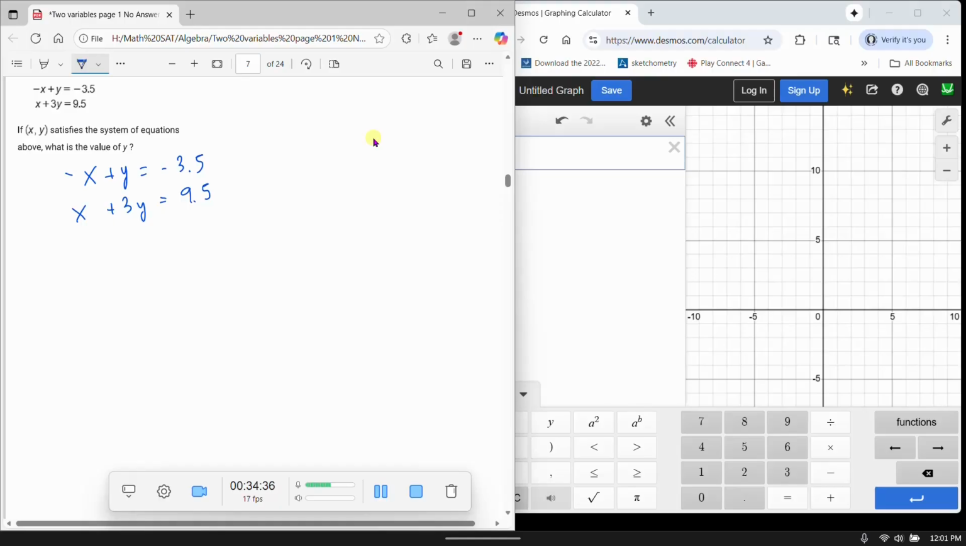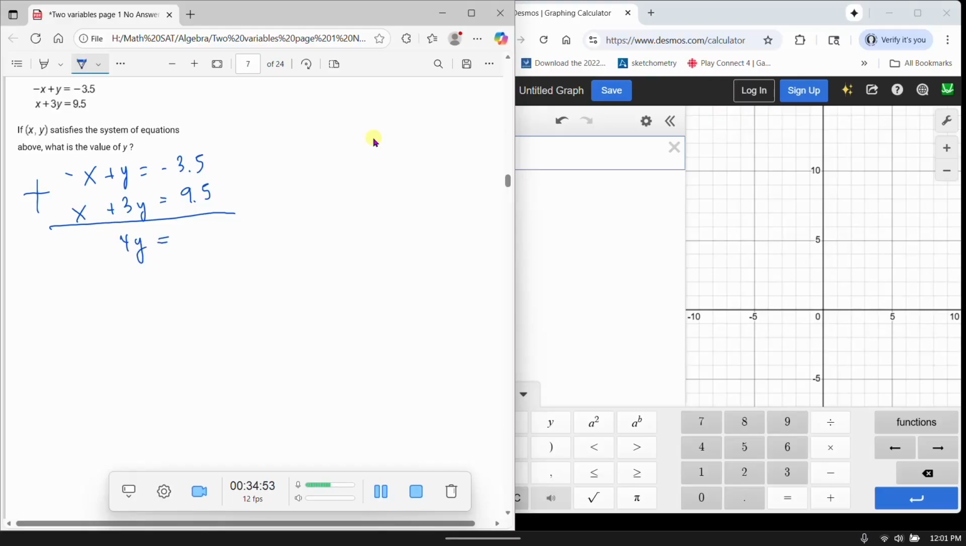The coefficients for the x on the bottom is 1. So those two coefficients are opposite. So what I do? I'm adding them together. So negative x and x is gone. Y, 1y plus 3y is 4y.